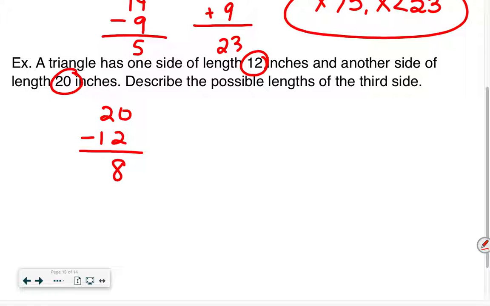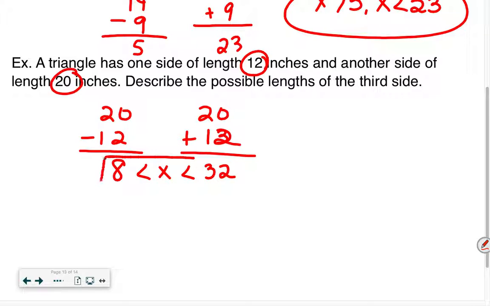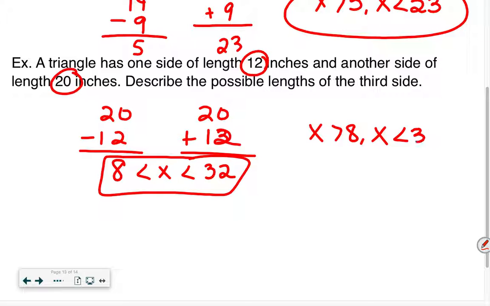To find the top of the range, I add them. And Keaton, what's 20 plus 12? 32 inches. And x needs to be somewhere between them. Can't be them, so don't make it an equal sign as well. Somewhere greater than 8, less than 32. Now again, if you cannot write it as a single inequality, a skill you should know how to do, but if you don't, for right now, that's going to be fine. Remember, the alligator always eats the bigger number.